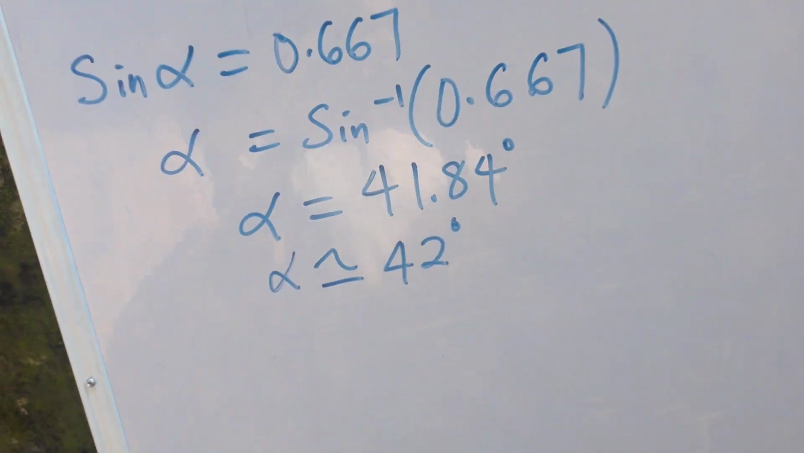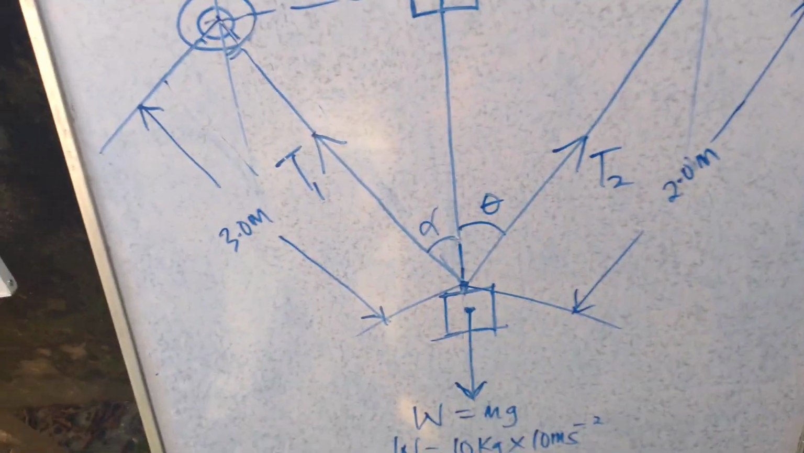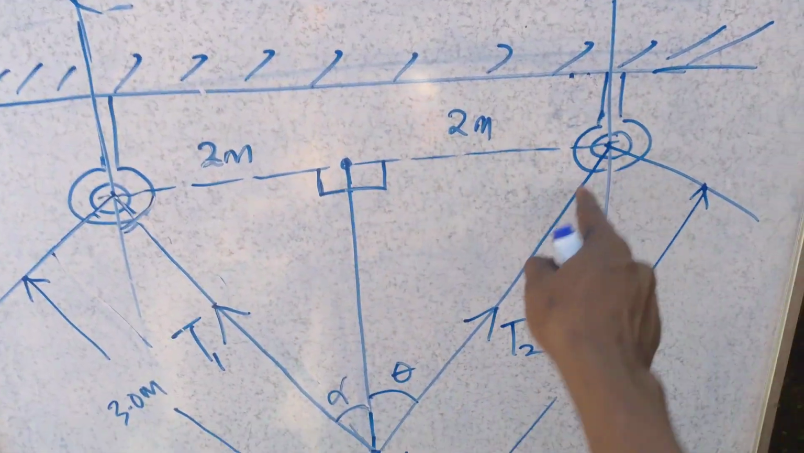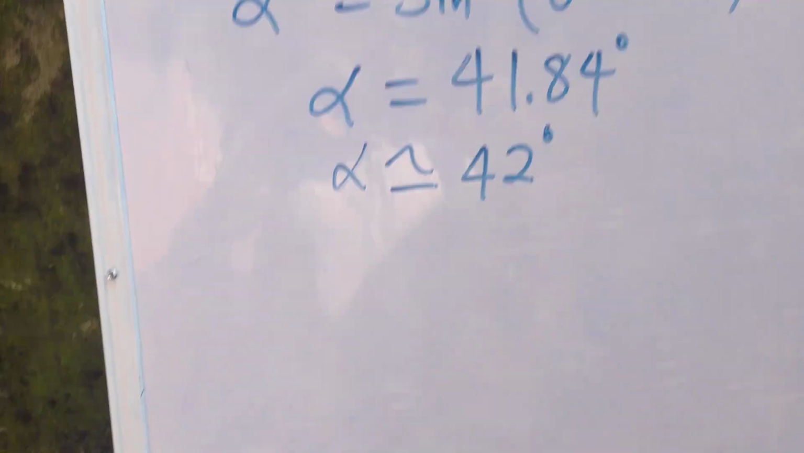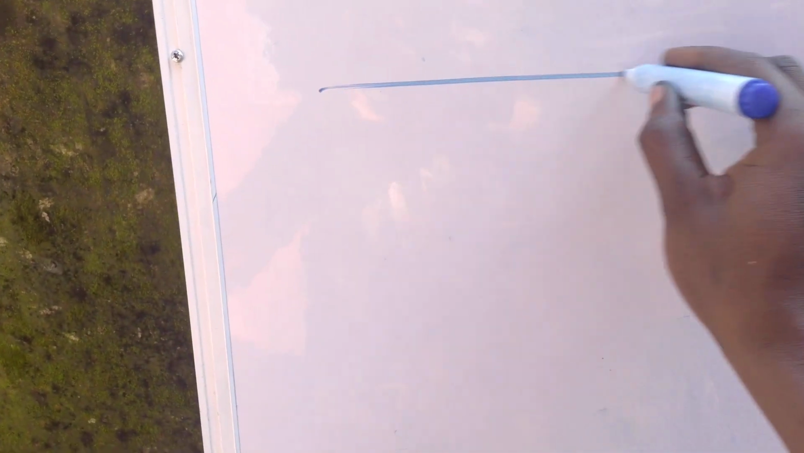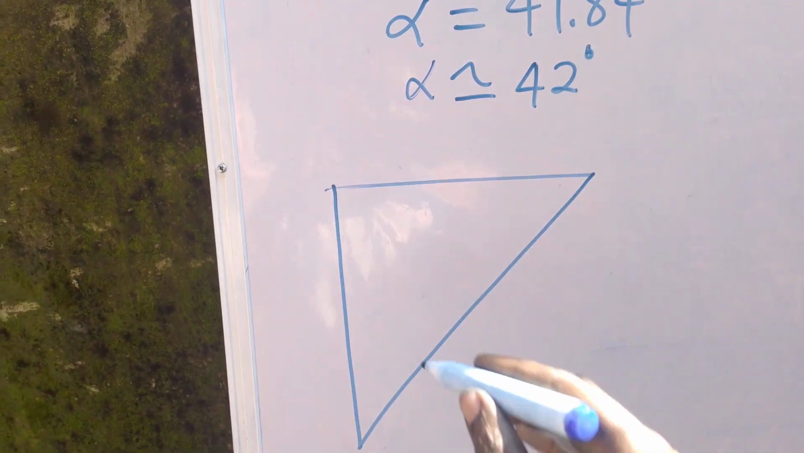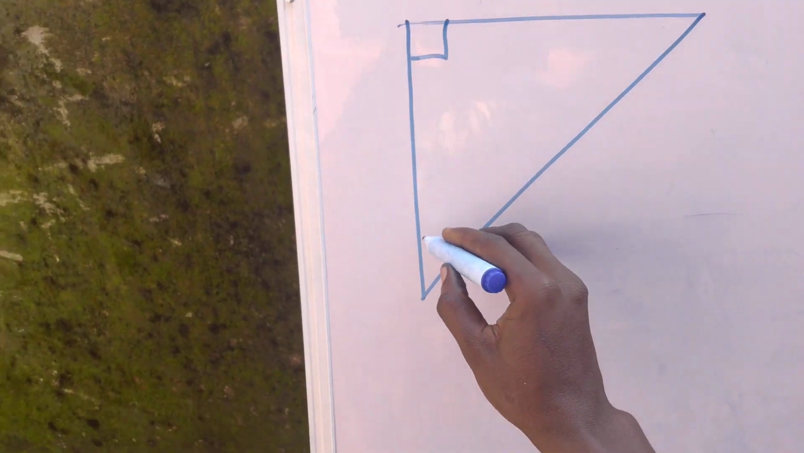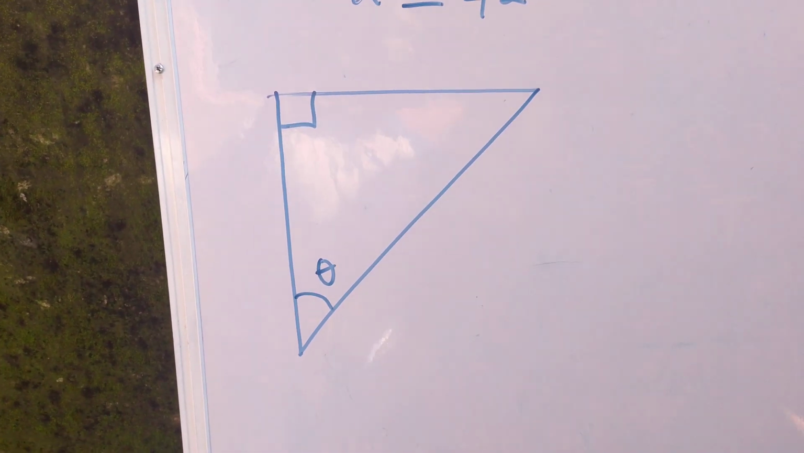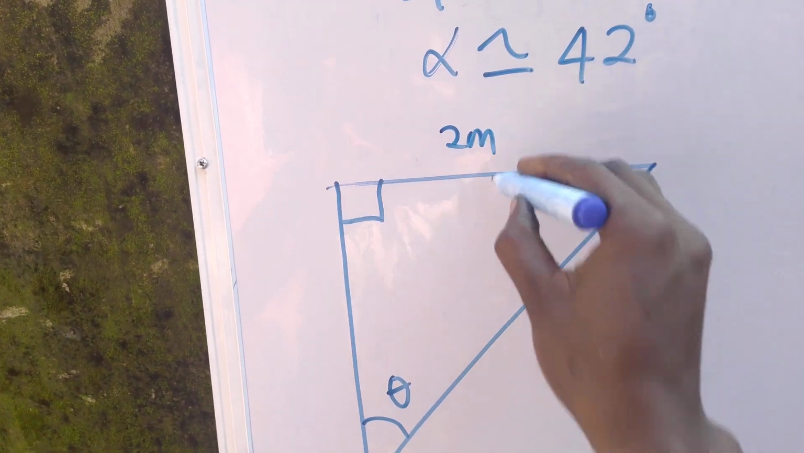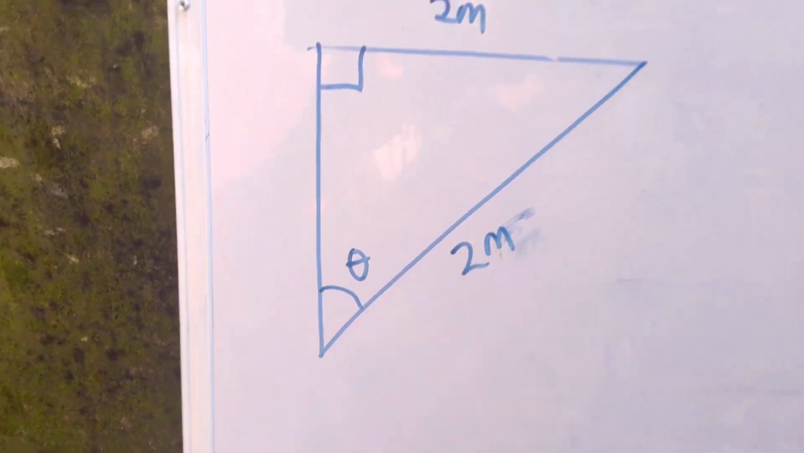Then I'll take the next triangle. I'll cut this triangle out and solve so that I can get the value of theta, okay? This is 2 meters, this is 2 meters as well. So let's do that quickly. If I cut it out now, I'll have something like this. This is 90 degrees, and this angle here is theta. So I'll call here 2 meters, and over here is also 2 meters.